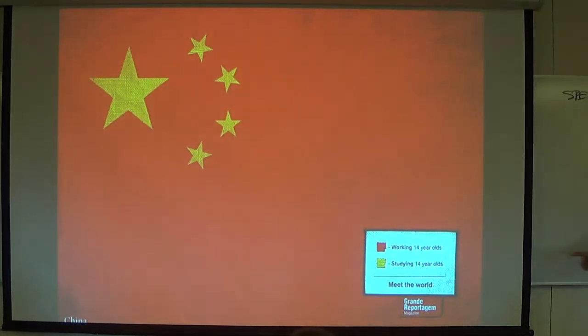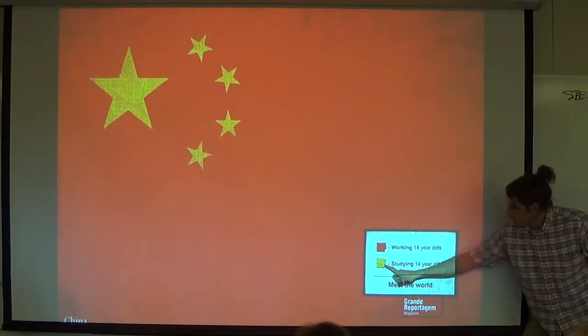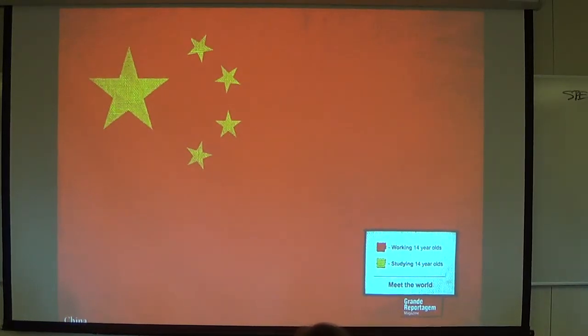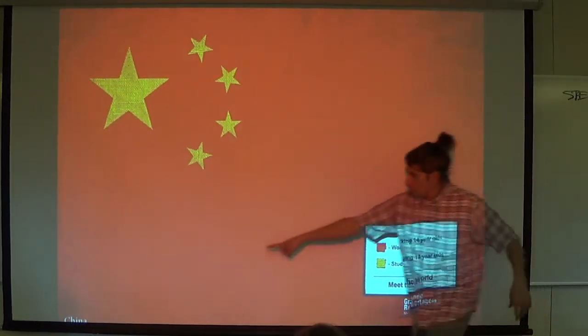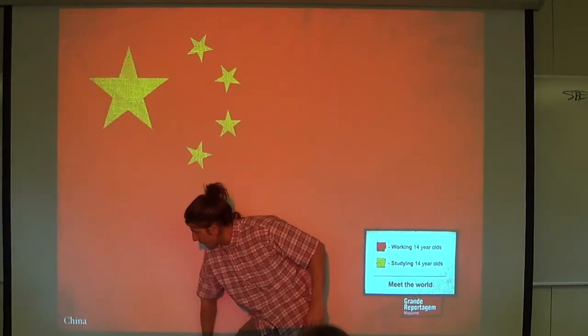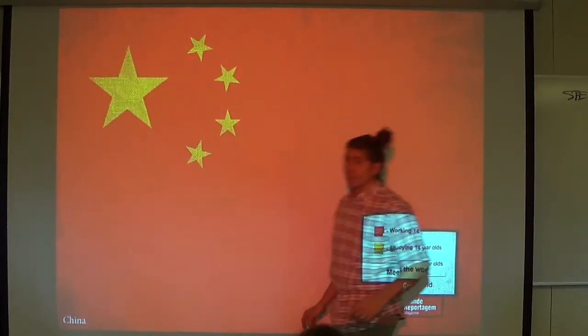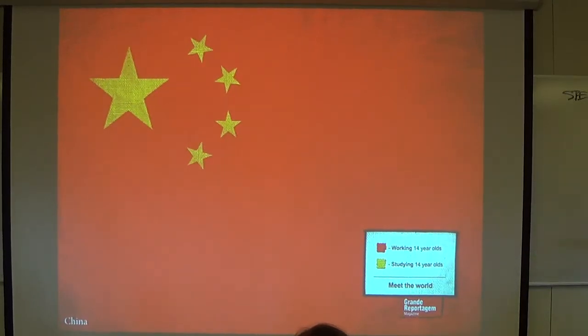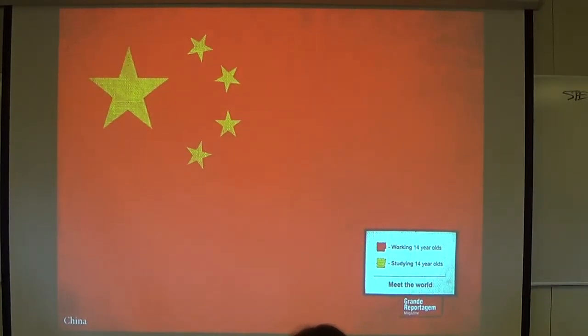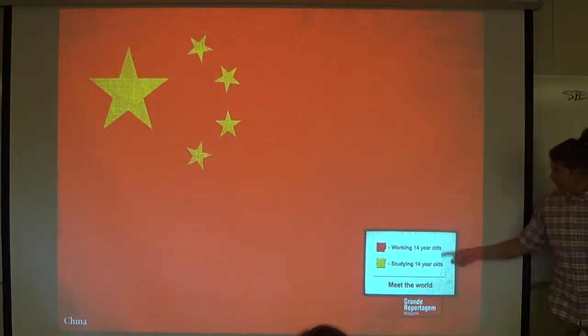If you can't read the legend, red is working 14-year-olds, yellow is studying 14-year-olds. If you can't see, this is the flag of China, down here in the bottom corner. What are we getting across with this graphic? Yes, a higher percentage in China of 14-year-olds are working. What percentage would you estimate of that flag is red? 90, somewhere above 90 maybe, but 90% I think is safe. So out of every 10 14-year-olds in China, one is studying, one is working.